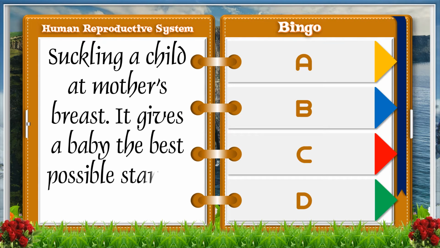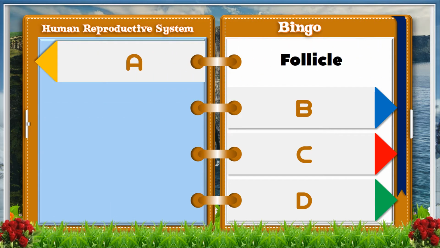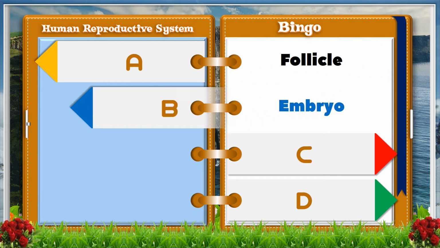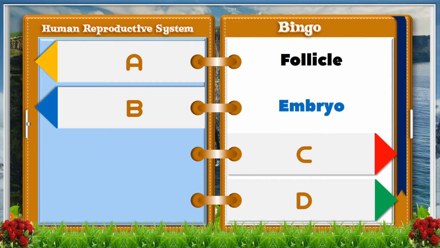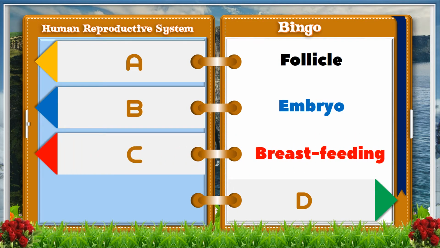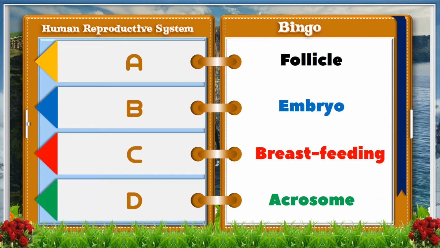Suckling a child at a mother's breast. It gives the baby the best possible start in life. A. Follicle. B. Embryo. C. Breastfeeding. D. Acrosome. And the answer is C. Breastfeeding.